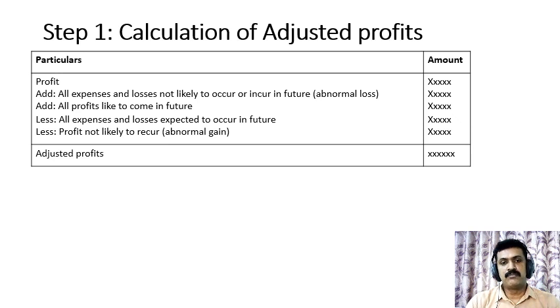That means abnormal gains. So here, whichever abnormal losses or regular profits are there, we add them. Similarly, whichever regular expenses and abnormal gains are there, we have to deduct them. And the resulting balance we will consider it as adjusted profits.